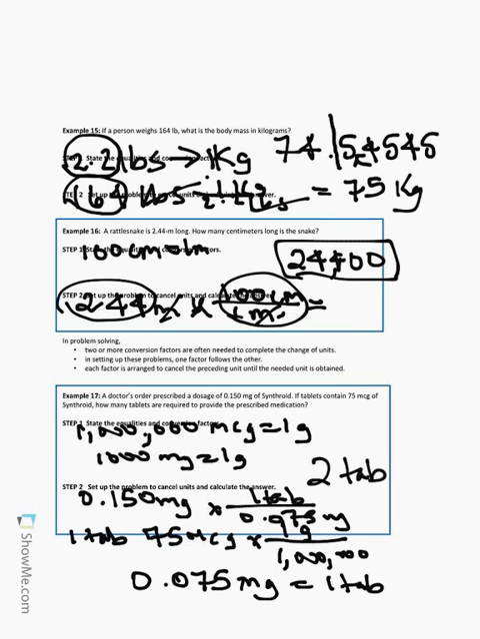Now, do we need to look at significant figures here? Well, tablets are something that you would count out, right? So in this case, we do not need to look at significant figures since we are dealing with something that is an exact amount. Okay? You give 2 tablets, not 2.1 or 1.9.